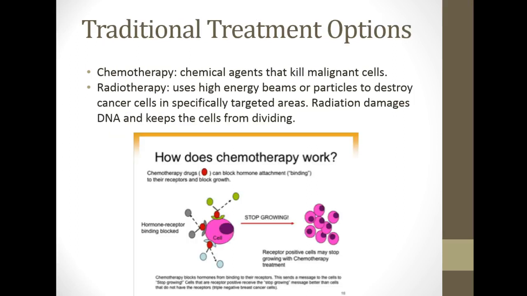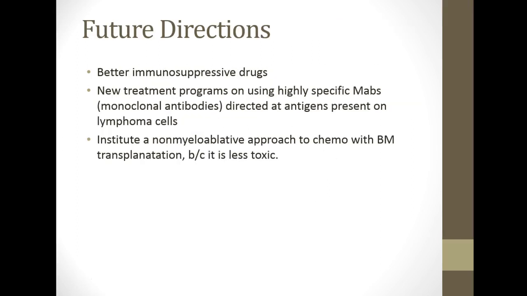So what are the treatment options? Well, first there's chemotherapy to kill all the malignant cells. Unfortunately, it kills all cells, not just the malignant ones. They also use radiotherapy, which uses high energy beams to destroy cancer cells as well. Then they go ahead and do the bone marrow transplant.